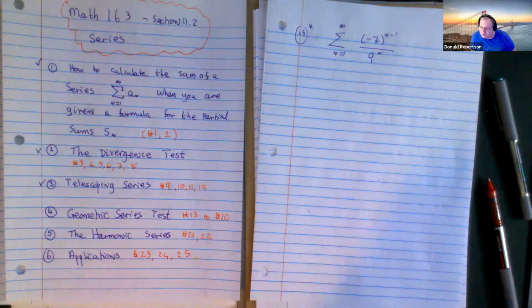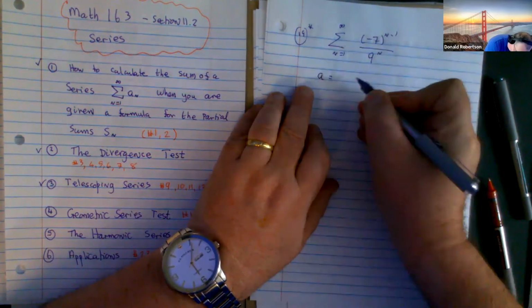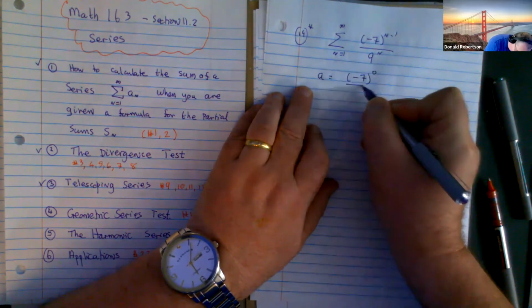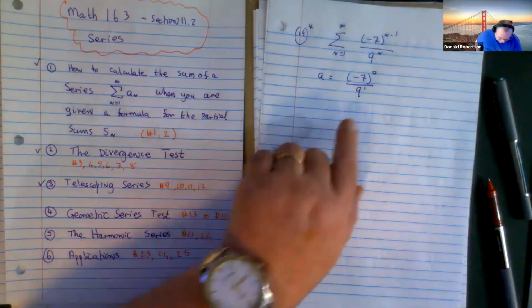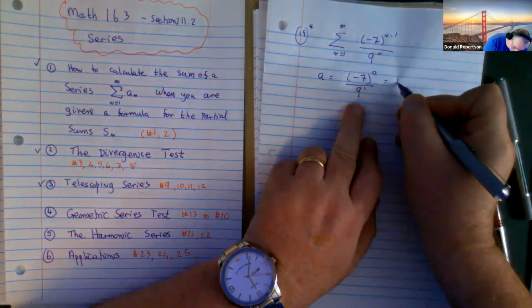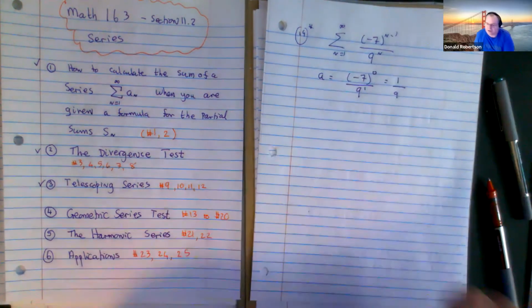Nonetheless, it is a geometric series, which means I should be able to find the R value and then the A value. The A value is the easy one. Just plug 1 in and see what you get. I get -7 to the power of 0 over 9 to the power of 1. You're happy about that's a 0, but this is a 1. And that is 1, because any number to the power of 0 is 1, over 9. So there's A, it's a 9.